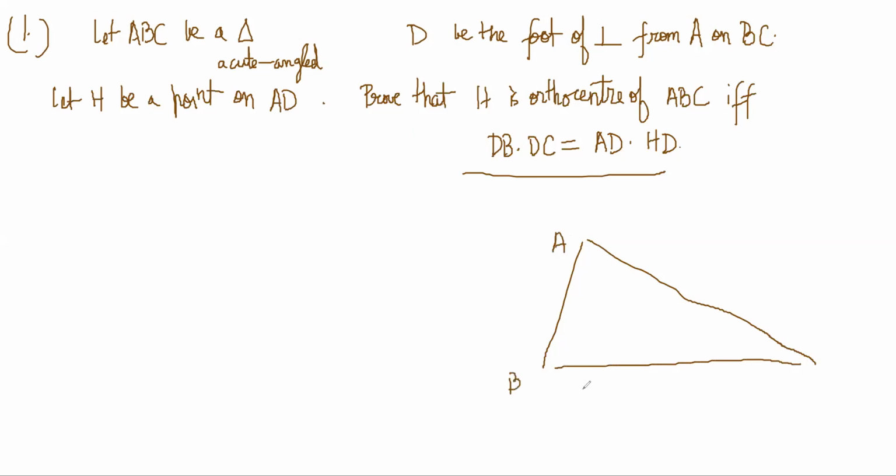A, B, C. This is the foot of the altitude D. This is some arbitrary point H. We have to prove that H is the orthocenter of triangle ABC if and only if DB into DC is equal to AD into HD. Everyone understands the question? Yes. Okay.